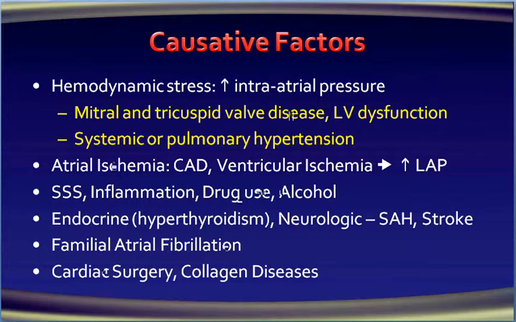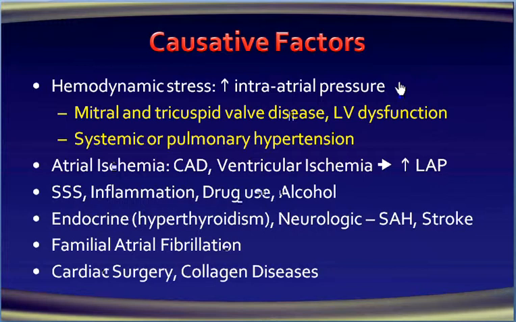What are the factors which cause the atria to fibrillate? We have the different diseases which cause atrial fibrillation. What exactly is the mechanism by which the atria are thrown into atrial fibrillation? There is what is called hemodynamic stress. There is an increase in the intra-atrial pressure.